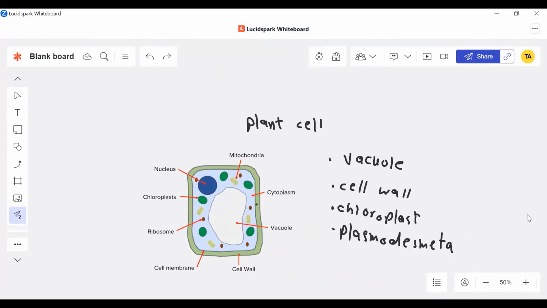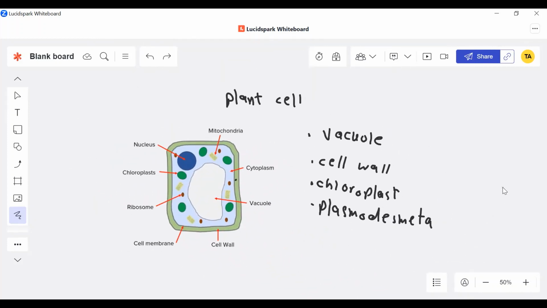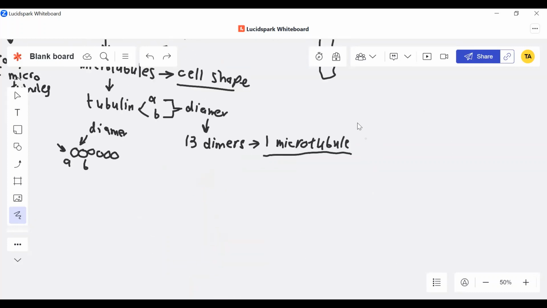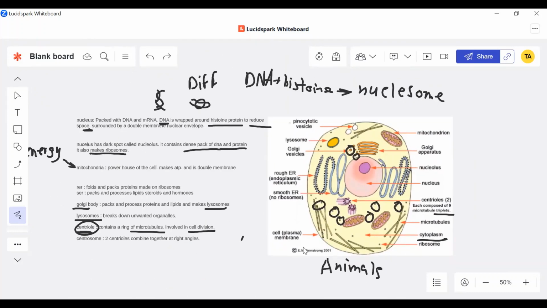So the next thing is plant cell. The cell that you learned earlier, this cell right here, was the animal cell. And now comes the plant cell.